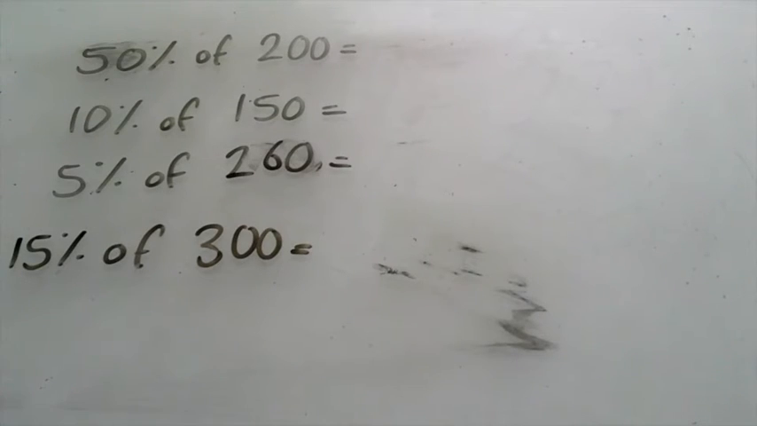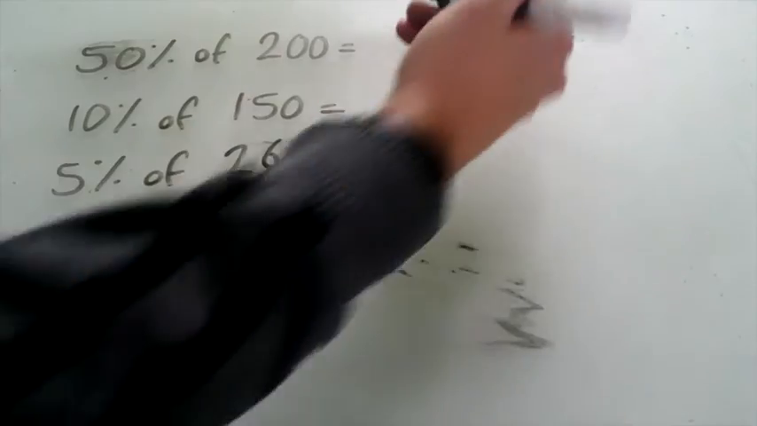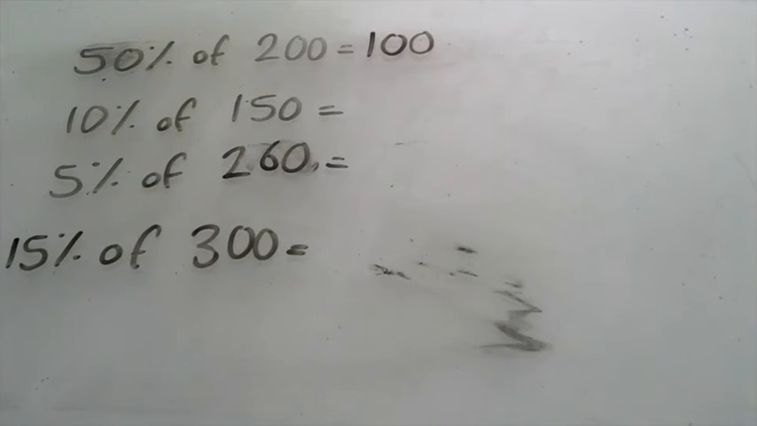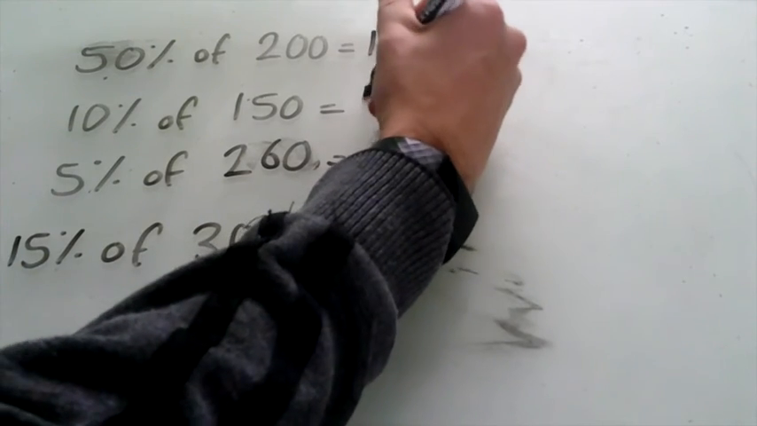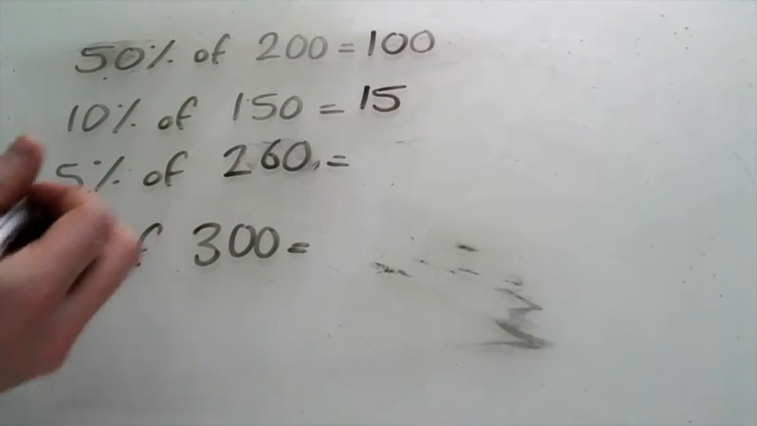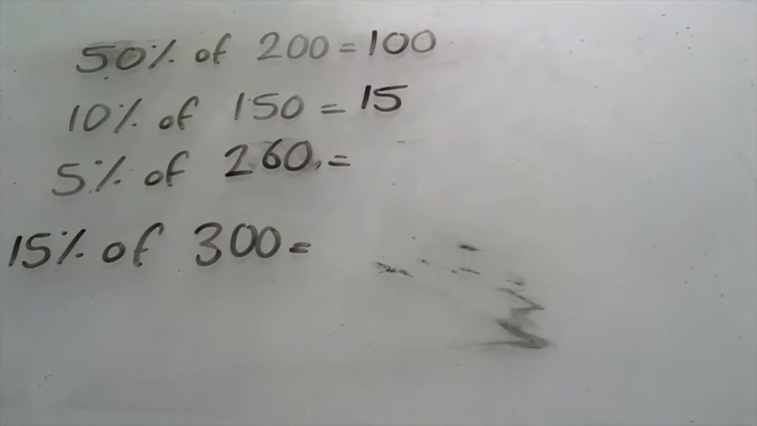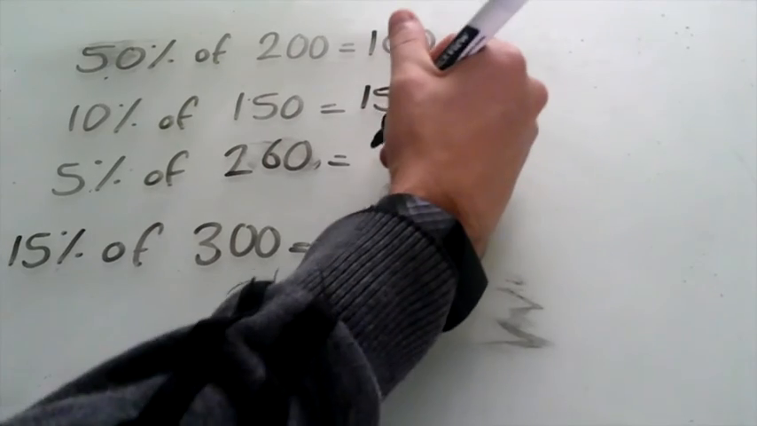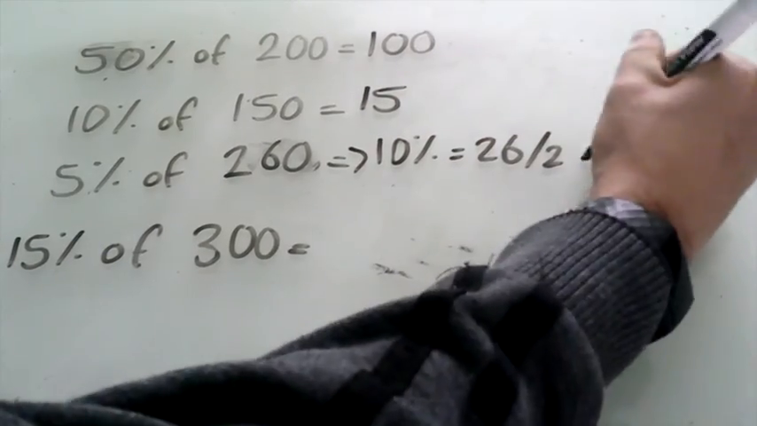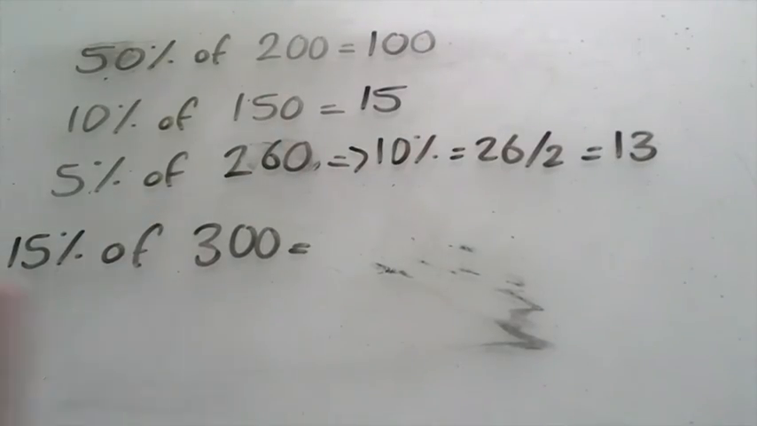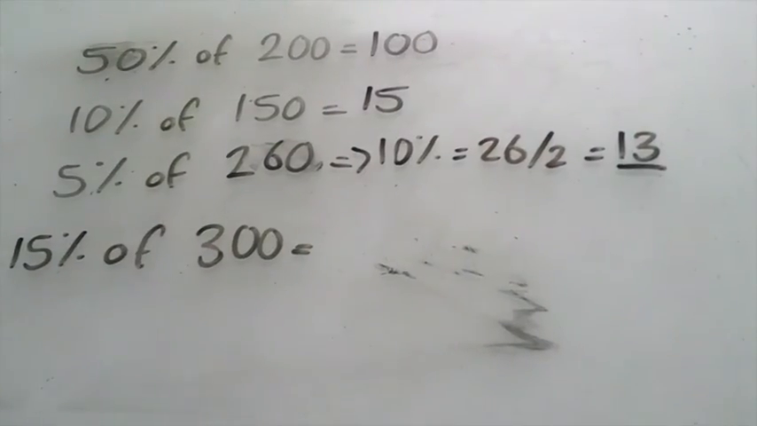The questions I want you to have a go at are 50% of 200, 10% of 150, 5% of 260, and 15% of 300. Let's work through it then. To find 50% of a number, you halve it. So half of 200 will give you 100. To find 10% of 150, we're dividing our number by 10, so that will give us 15. To find 5% of 260, there are two ways you can do it, but I'm going to find 10%, which equals 26, halve it, which will give you 13, so your answer is 13.